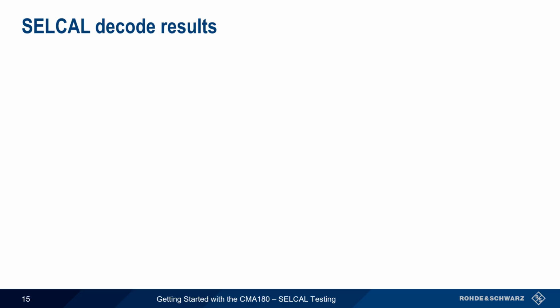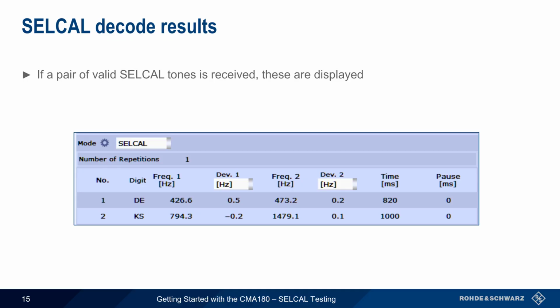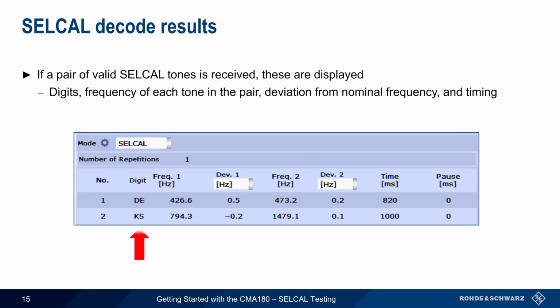Once the measurement is running, the results pane will show each valid pair of SELCAL tones that are received. The table shows the received digits, expressed as letters and/or numbers, the frequency and the deviation of each audio tone from this nominal frequency, and both the duration of, as well as the delay between the tones. This table will continue to be populated as long as the measurement is running and valid SELCAL tones are received.